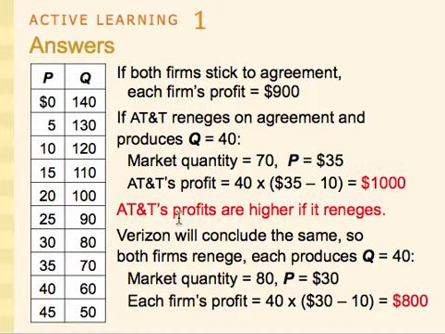So while AT&T was busy trifling and starting to cheat, they didn't realize Verizon was thinking to do the same thing. So instead of producing 60 or having a situation where one cheated and produced 70, let's say they both cheat. Verizon concludes the same thing, so both firms renege. Well, when they're supposed to be producing 60 collectively, they both produce 40, which means the market quantity is 80 and the price goes down to 30. So if they both cheated, each firm's profit would be 40 times 30 minus 10, again taking out the cost. So it would be 20 times 40, and that's $800.